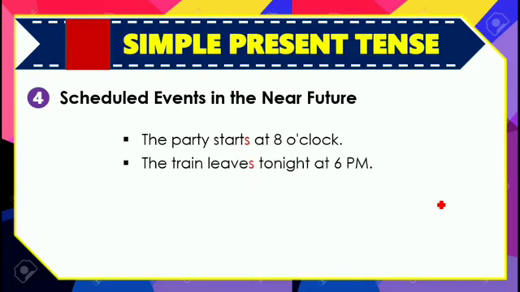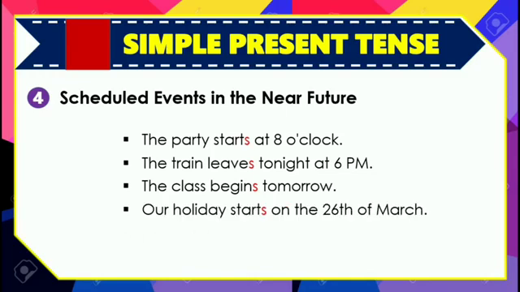Another example is the train leaves tonight at 6 p.m. Or we can also say the class begins tomorrow. Another example is our holiday starts on the 26th of March. So these are scheduled events in the future. So again, it is possible for us to use the simple present tense of the verb instead of future tense.